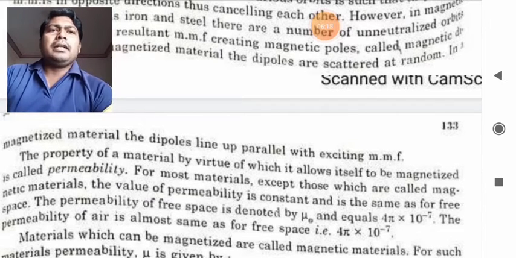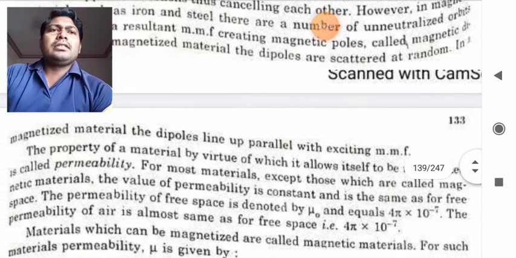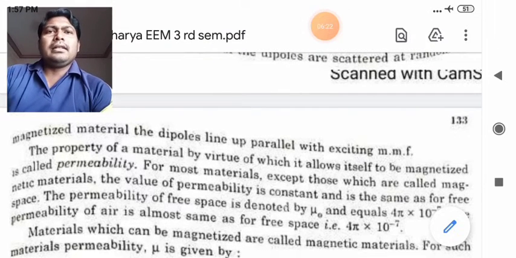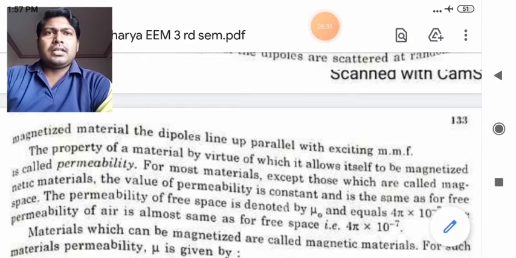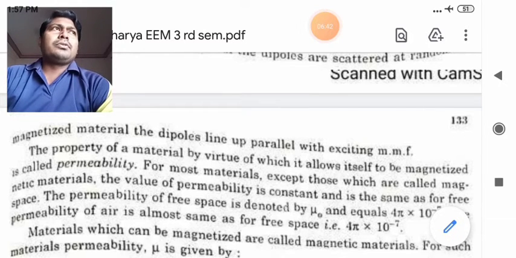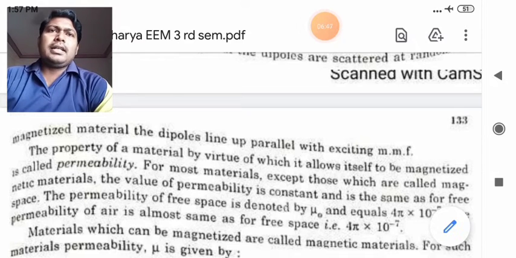The property of a material by virtue of which it allows itself to be magnetized is called permeability. So students, what is permeability? If it is asked, you have to answer that it is the property of a material by virtue of which it allows itself to be magnetized. It depends on the material. Suppose there are two magnetic materials, their permeability will be different if the two materials are different.